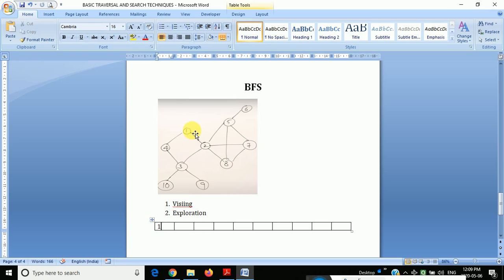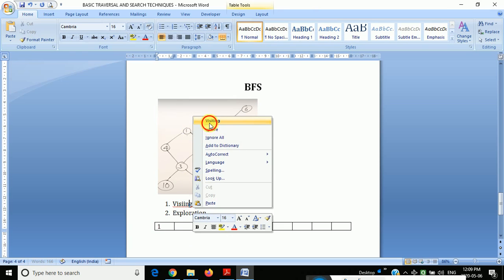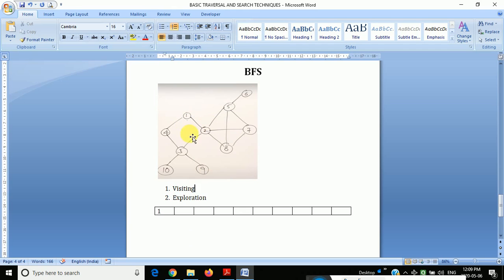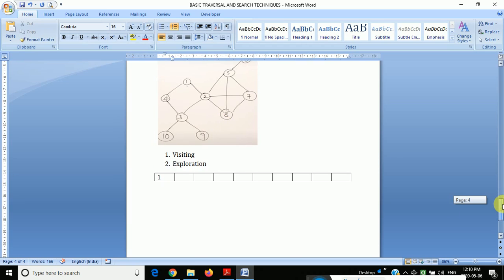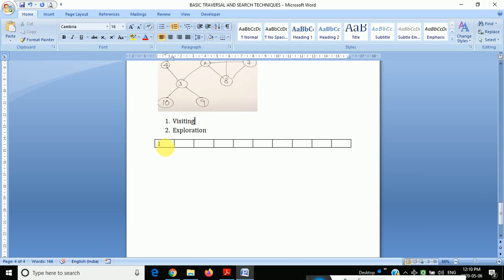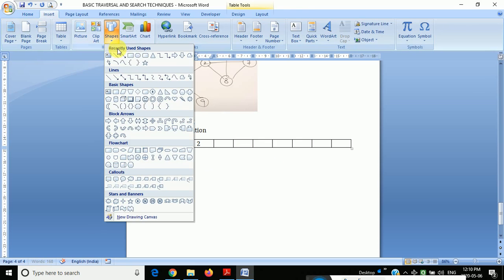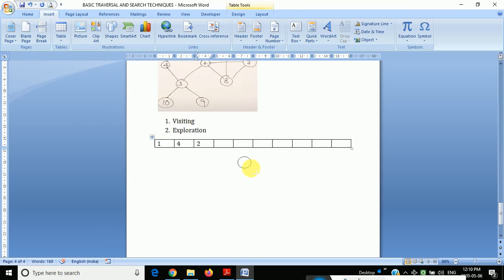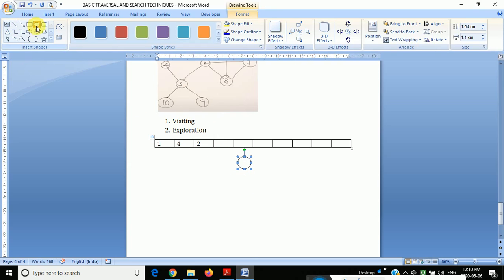Okay, so visiting and then exploring. Visiting, then we have to find out which ones are connected. 4 and 2 are connected, so we have explored them. Understood? So like that we write here 1 visited. Next we have explored 4 and 2, and we have to draw the diagram here in the same tree form. Visited and explored.